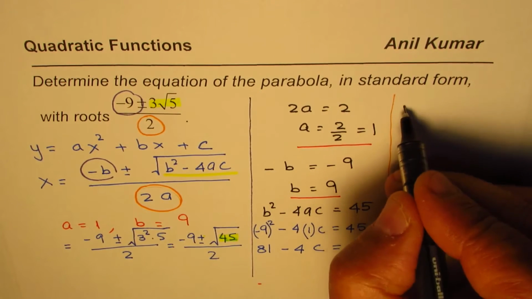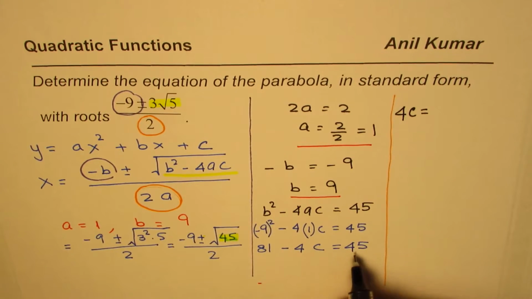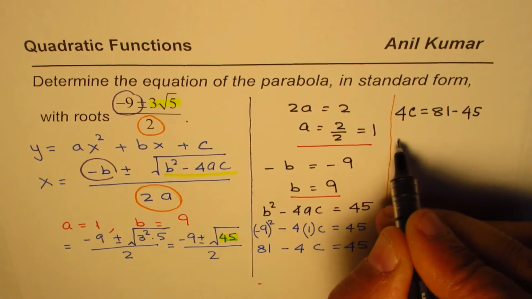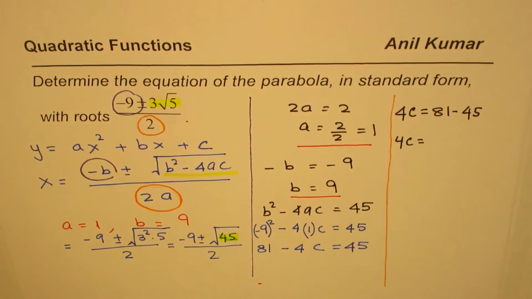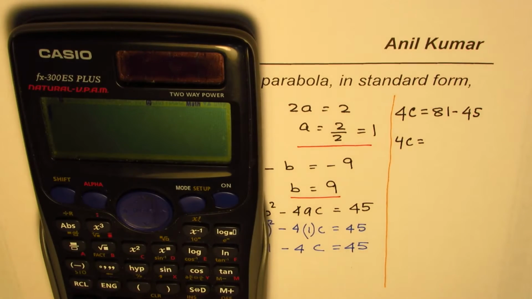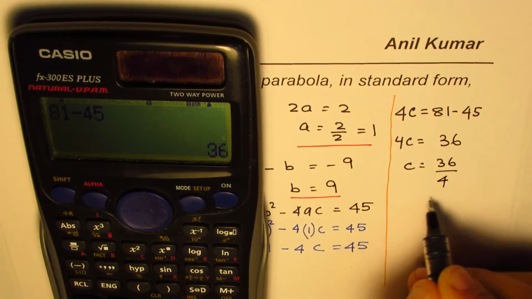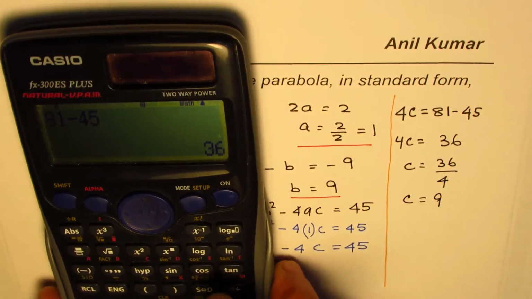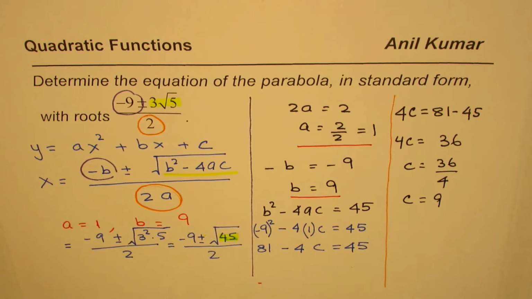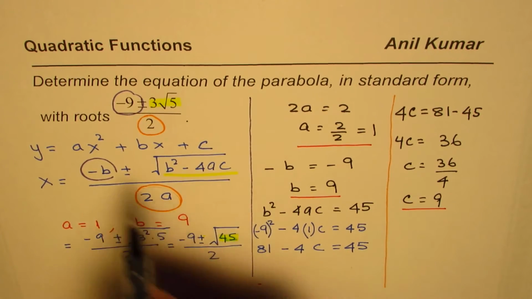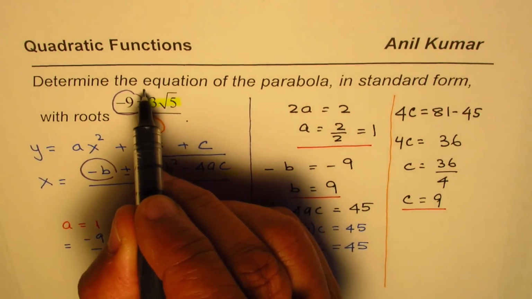Taking c to the right side, we get 4c equals, taking 45 to the left side, 81 - 45, correct? So 4c equals, let's use the calculator, 81 - 45 is equal to 36, and c equals 36 divided by 4, and that is 9. So c is 9 for us. So that is how you can find the coefficients a, b, and c, right? So that is the value of c, which is plus 9, and therefore we get our equation of the parabola.